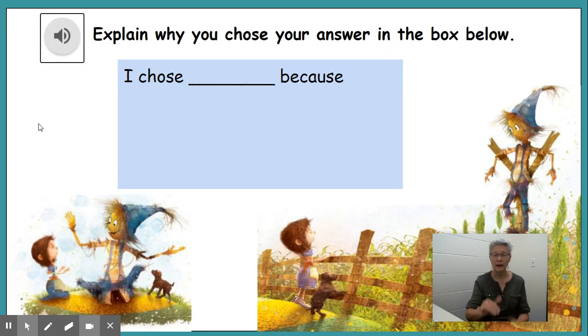Now that you've picked your answer, I would like you to explain why you chose the answer using the box below. You are more than welcome to use the sentence frame provided. I chose, write down your answer, because, and then explain your thinking.